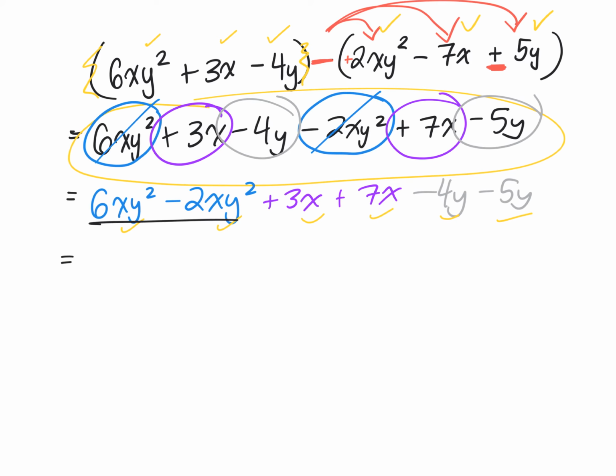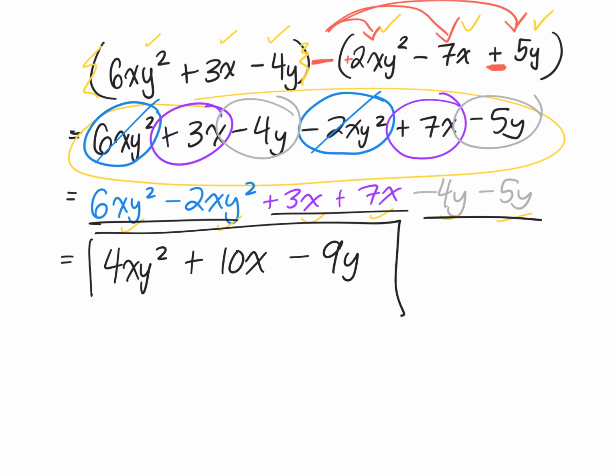6 take away 2. 4xy squared. The exponents don't get touched when you're adding and subtracting. When you multiply, that's when you change the exponents. When you're adding, you're just putting them together. Like, okay? So 10x. Then I have negative 4 take away 5 is what? Negative 1. Negative 9y. This is the final answer.